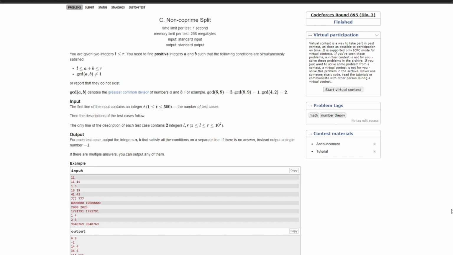Today we are going to solve question number 1872C, Non-Coprime Splits, from Codeforces. This was part of Codeforces Round 895, Division 3.